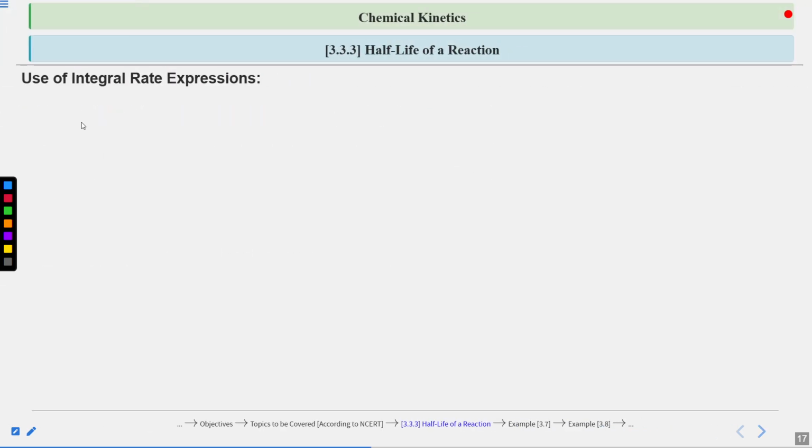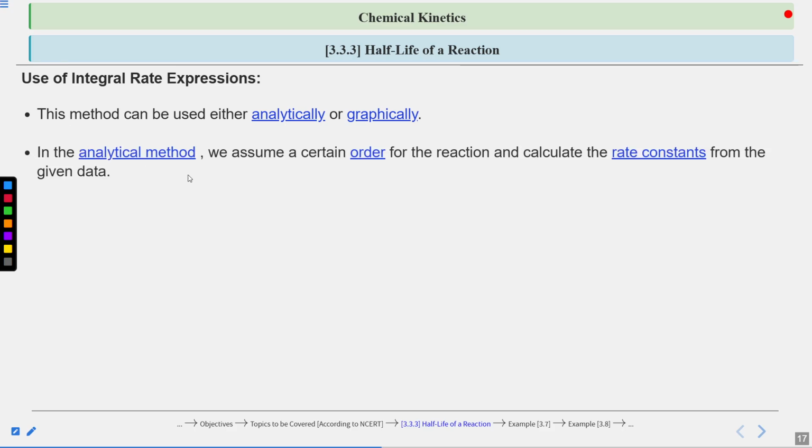Let's see our next method, which is use of integral rate expressions. This method can be used either analytically or graphically. So by two ways we can use this method. Either analytically, you can analyze the data, or graphically, you can graph the data and then analyze. In the analytical method, we first assume a certain order for the reaction and then calculate the rate constant from the given data.